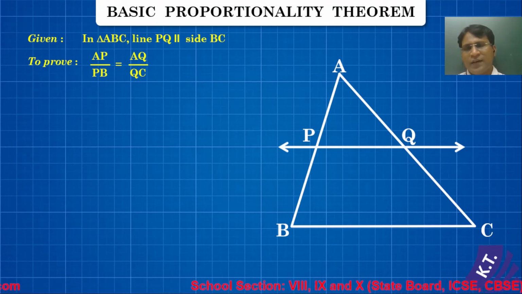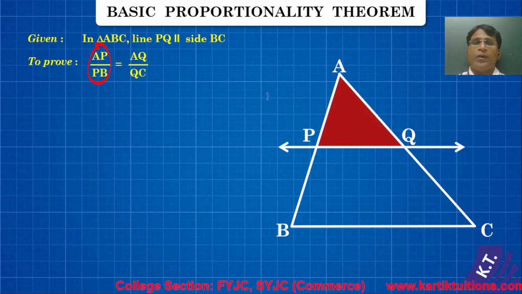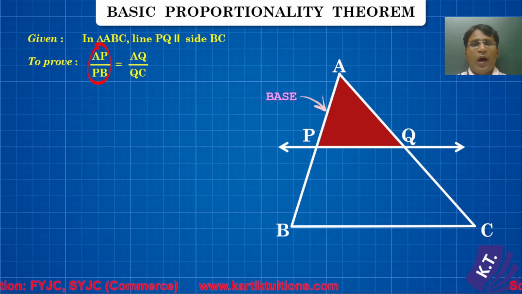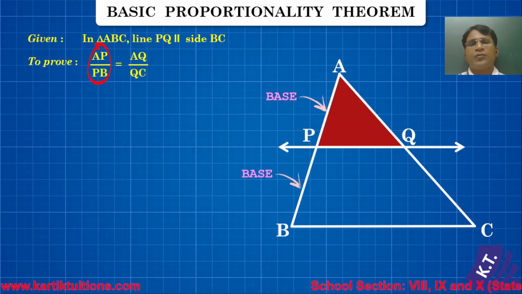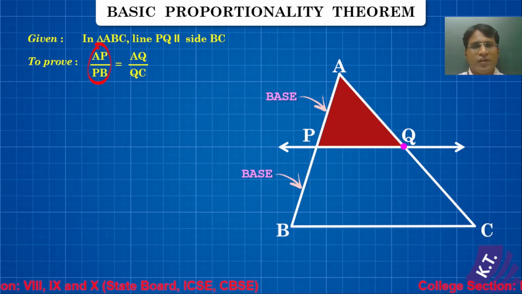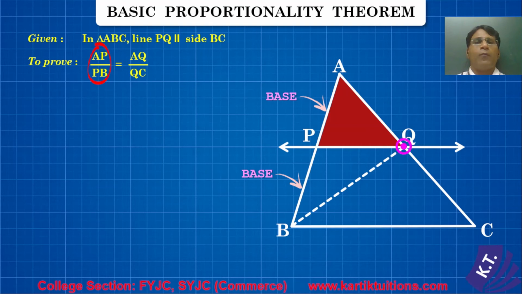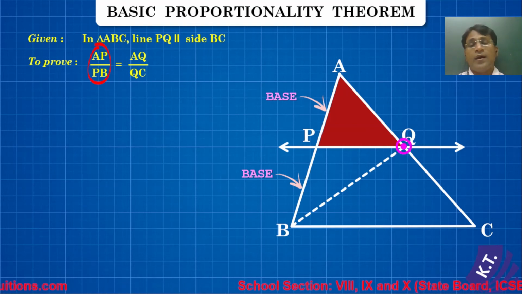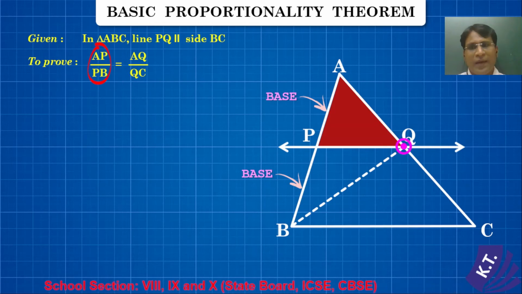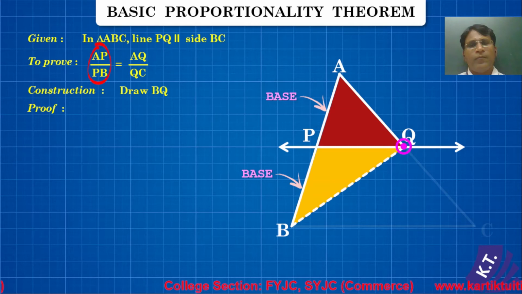Now by looking at this given data, it's a bit difficult to see how to proceed further. So let's understand. See, if I talk about AP upon PB, my AB is a base for triangle APQ. I wish PB would have been a base, so my problem would be solved. So what will I do? Now I will take the help of construction. Now what is the construction? I will join BQ. Now by doing that, I get a triangle BPQ where BP will become my base. So there is a small step of construction, join BQ.